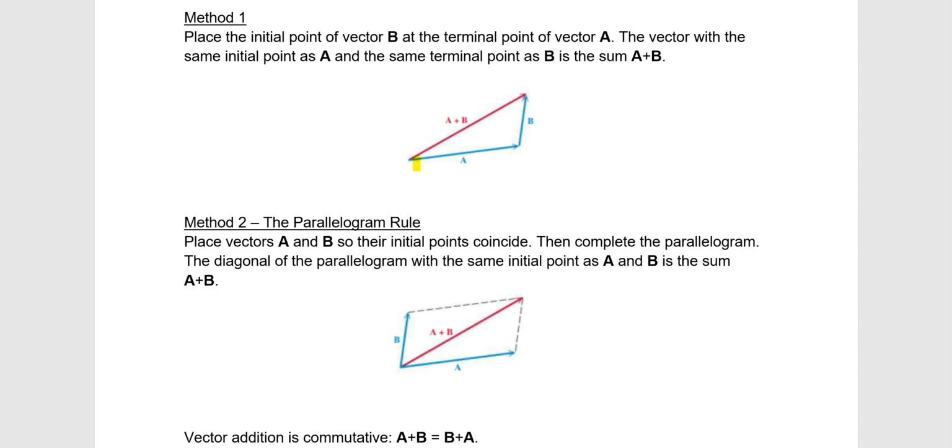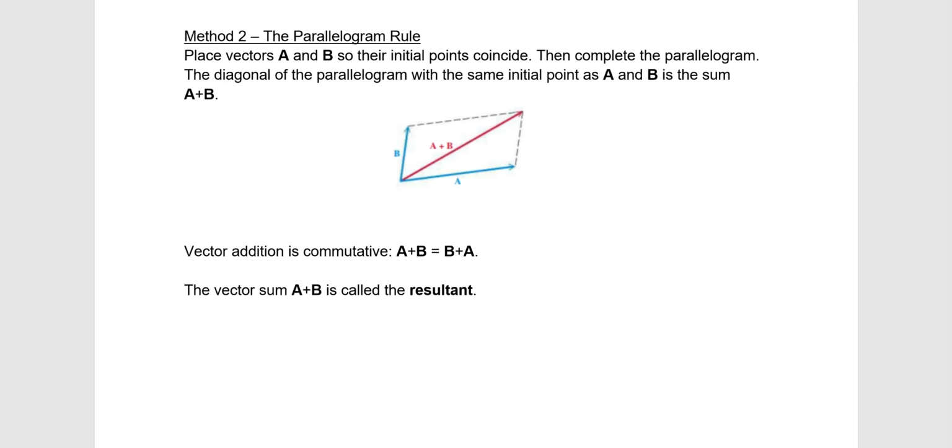So if we have a vector A that looks like this, and then we have a vector B that looks like this, and we were adding them, you put the initial point of B at the terminal point of A, and then this vector right here from the beginning of A to the end of B is the sum A plus B. Method 2 is what we call the parallelogram rule. We're going to place vectors A and B so their initial points are at the same spot. Something like this. Here's vector A. Vector B is coming off of that same exact point. And then we're going to fill in this parallelogram.